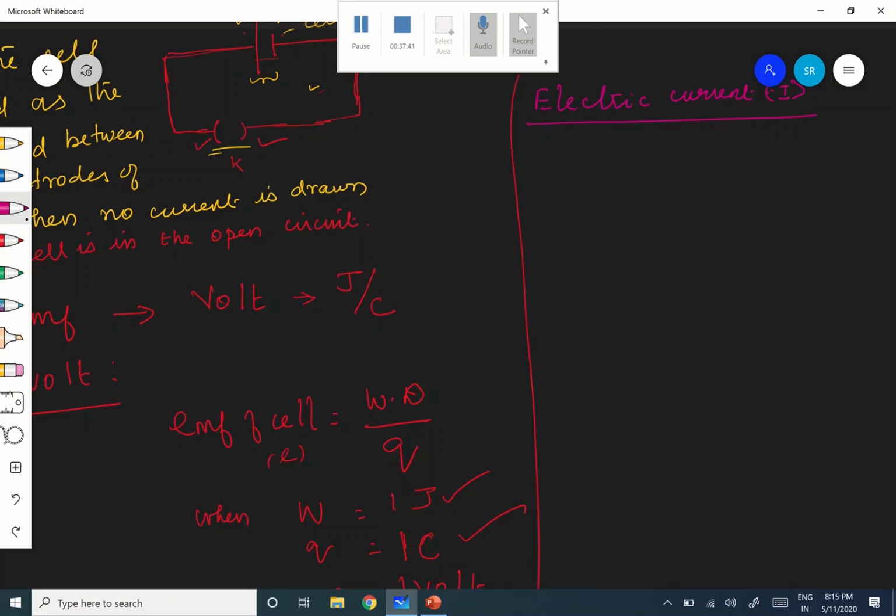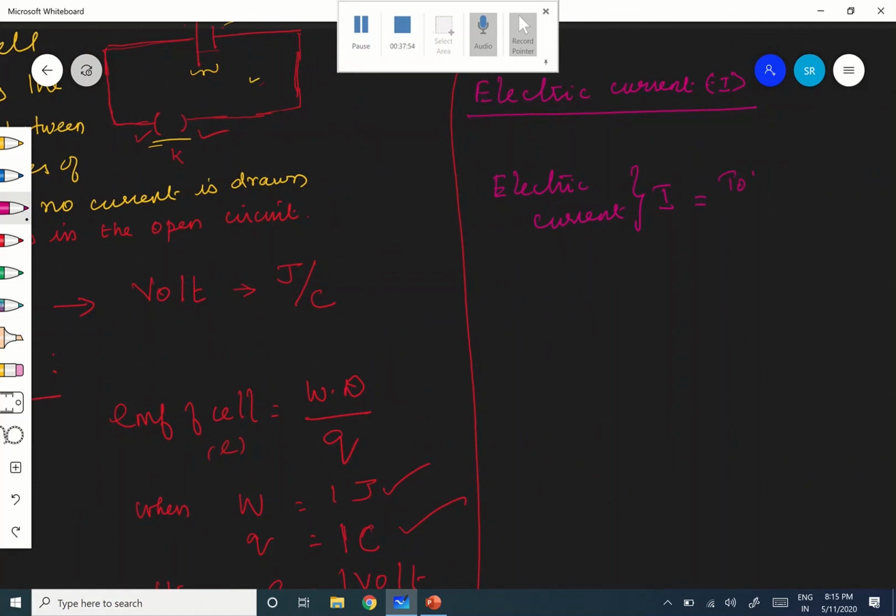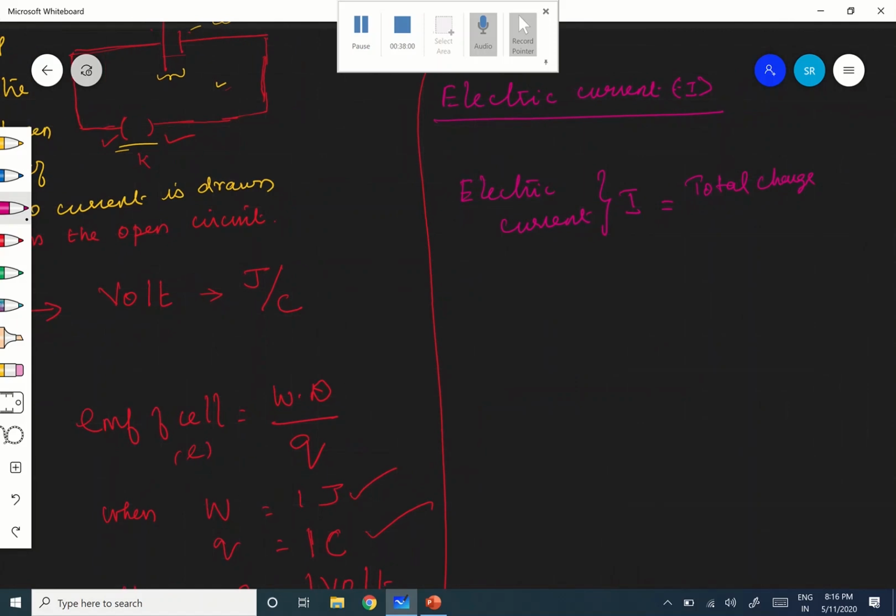Therefore, electric current is nothing but the total charge that is flown divided by the time taken. If Q is the charge that is flowing for a time T, therefore I is Q by T. I is nothing but Q by T.